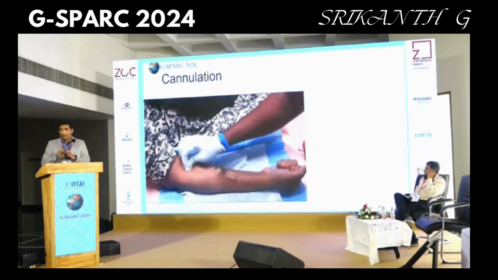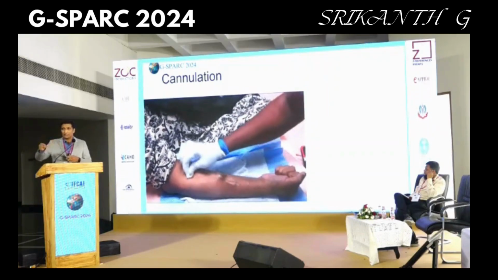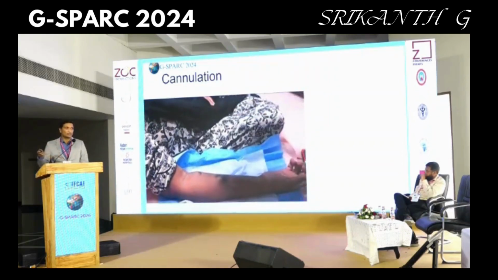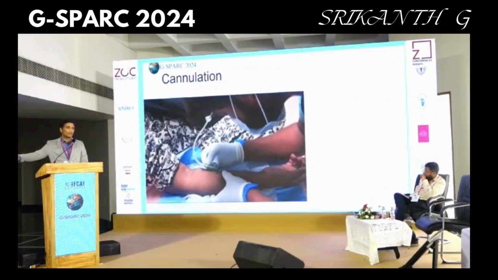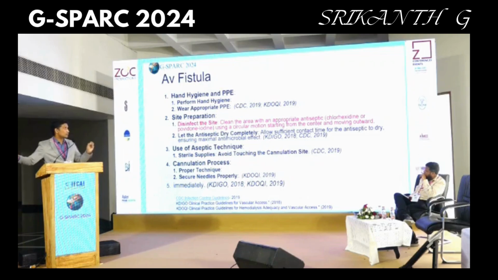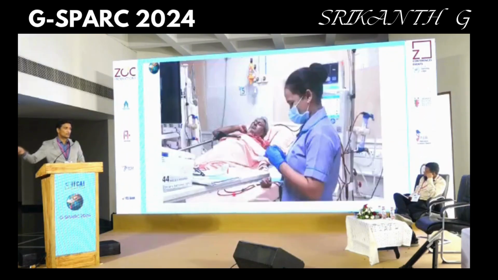Make no mistake that it often happens that technicians clean from one side to the other side. That central to peripheral part of the cleaning is not practiced in many units. So that kind of cleaning should be taken care of to prevent risk of infections. So clean the area with appropriate antiseptic using circular motion starting from the center moving outward. This is another common mistake which we thought should be corrected in dialysis units.